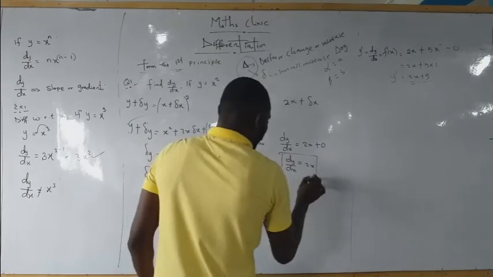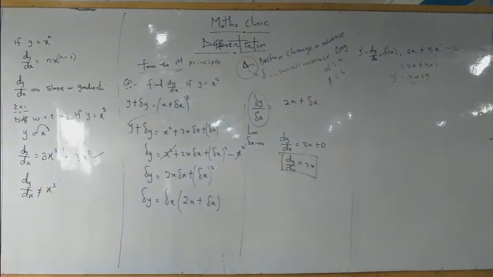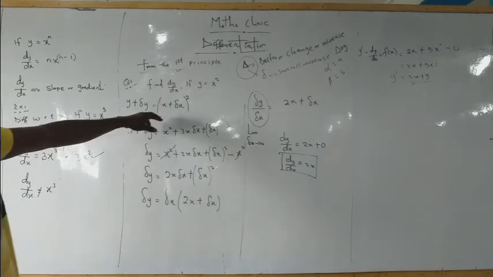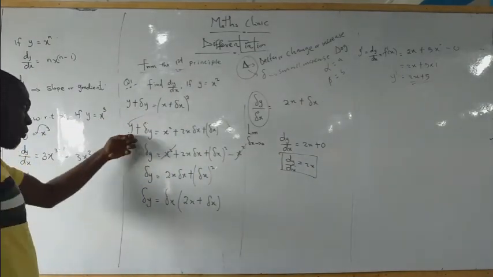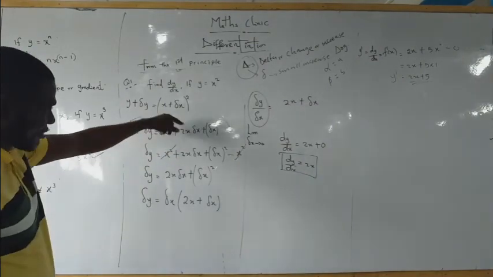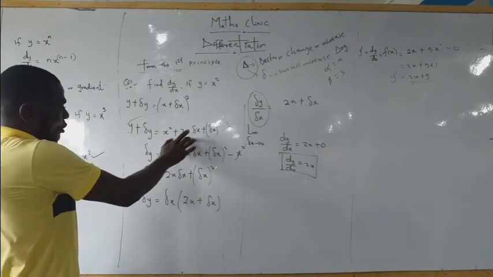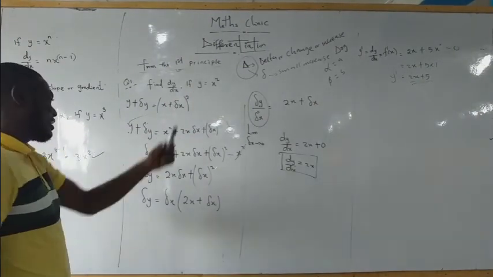And that will be the answer. This is how to differentiate from the first principle by saying let there be increase in y by changing y and increase in x by changing x. Then that will be y plus change in y equals x plus change in x, all squared. Open this bracket, that will be x squared plus 2x dx plus dx all squared.